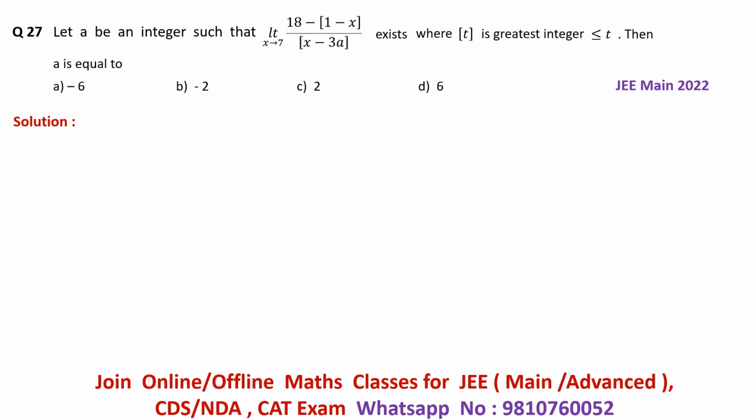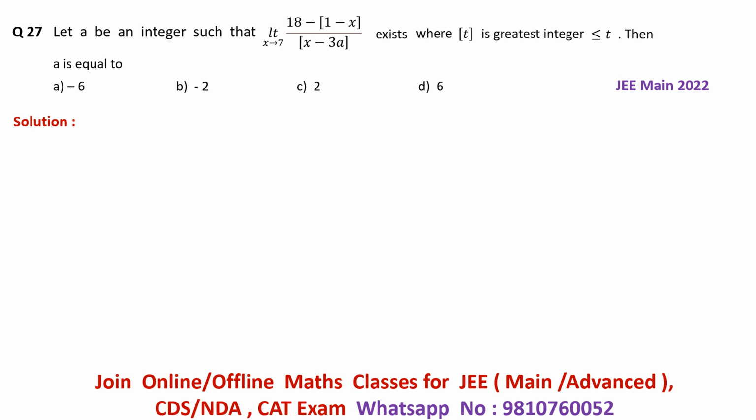Now in our previous year question series of JEE Main and JEE Advanced, this is the next problem that I am going to take today. It's a question based on the topic of limits. It says, let a be an integer such that the limit as x tends to 7 of (18 minus GIF function of (1 minus x)) divided by (GIF function of (x minus 3a)) exists, then a is equal to. Now here GIF function means greatest integer function.